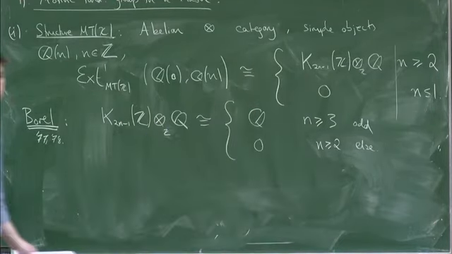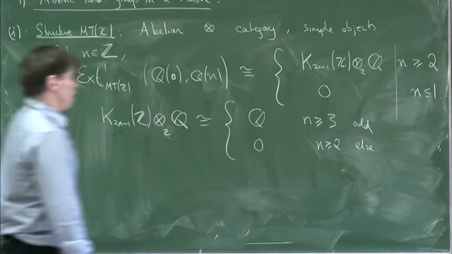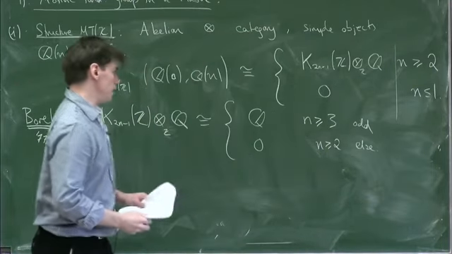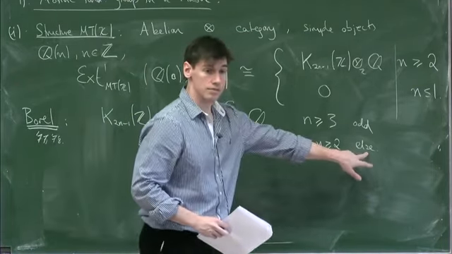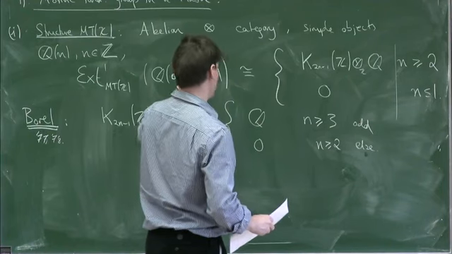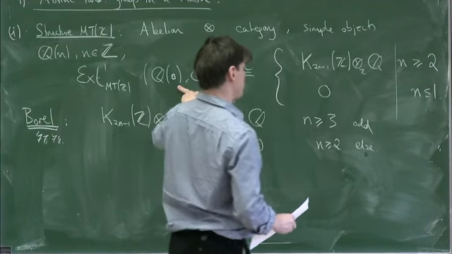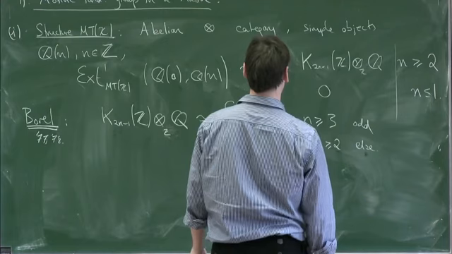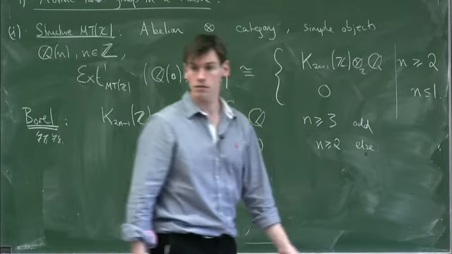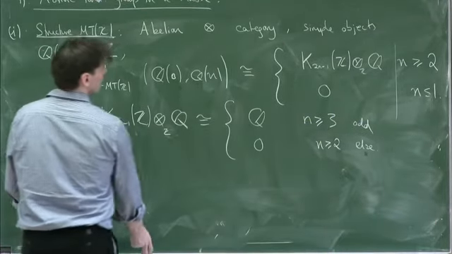If n is odd, greater than or equal to 3, then it's one-dimensional. Is n the same as on the left-hand side? Yes. Are my indices correct? I think so. I think that's correct. I think it's okay.